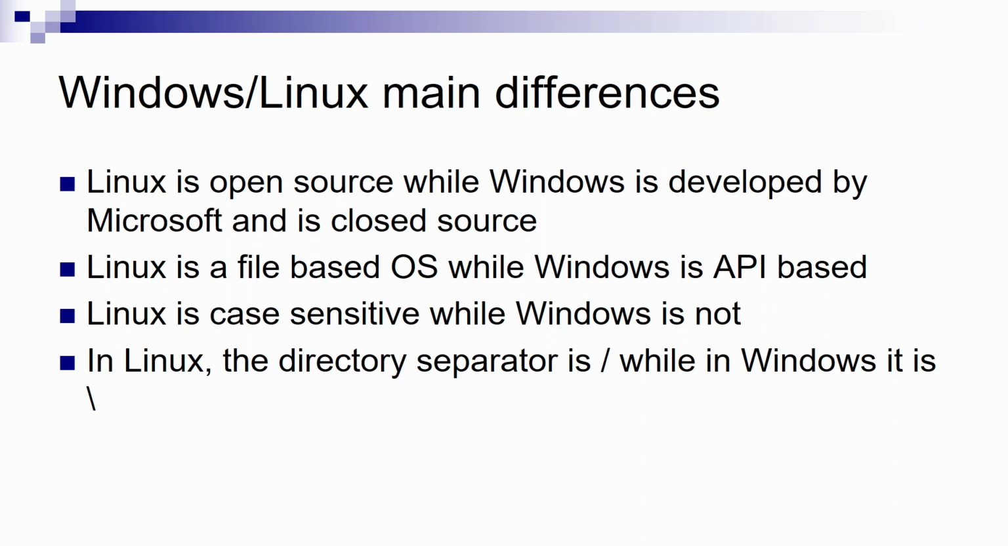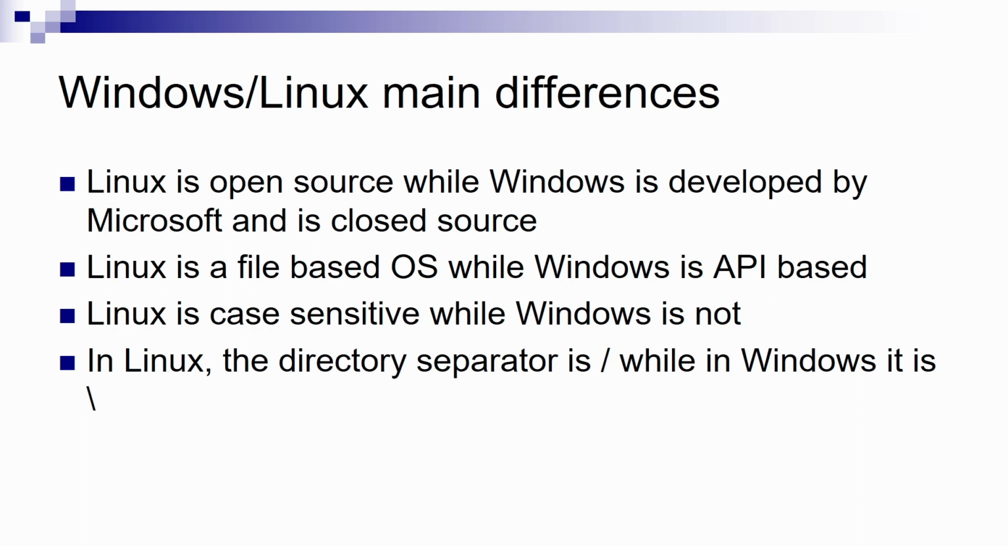The first thing that you have to take care of when using Linux is the fact that Linux is a file-based OS while Windows is an API-based OS. This means that in Linux everything is a file. Directories are files, files are files, devices are files, and so on. In Windows things are a little different. For example, we have the registry, we have WMI, we have the device manager, so on and so forth.